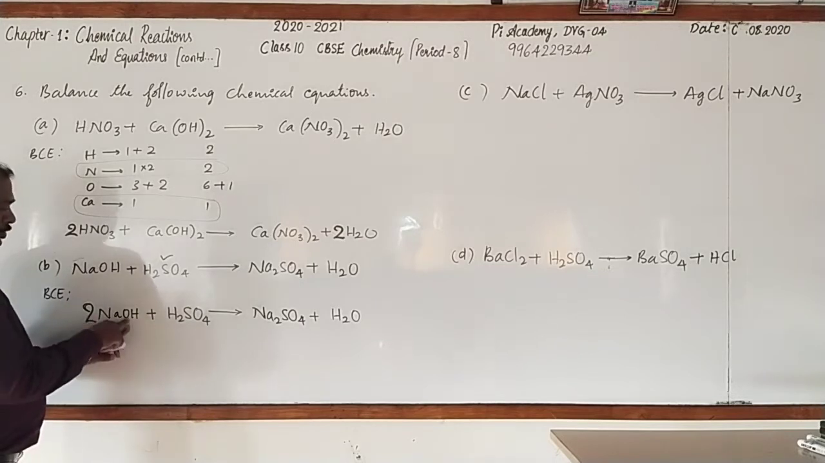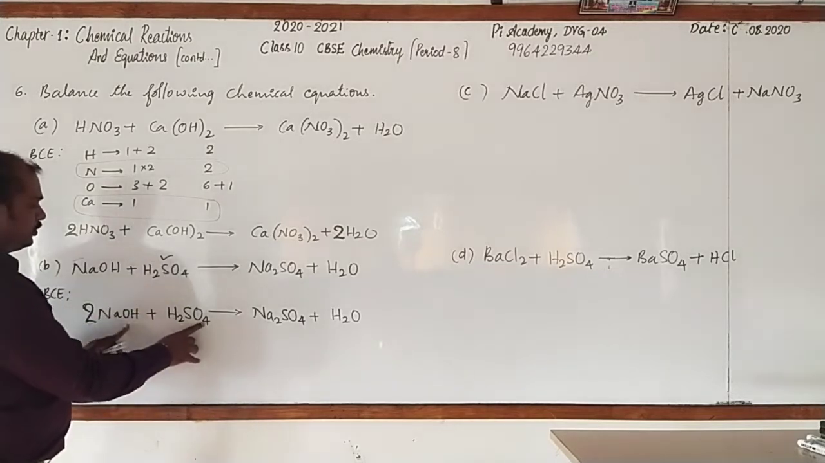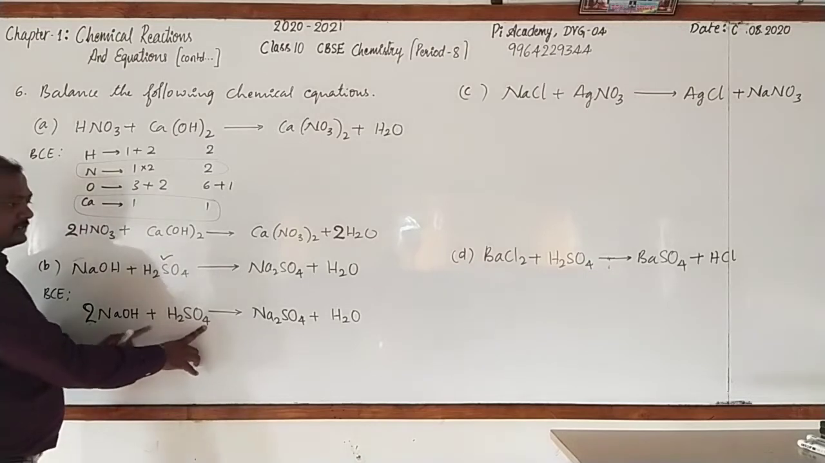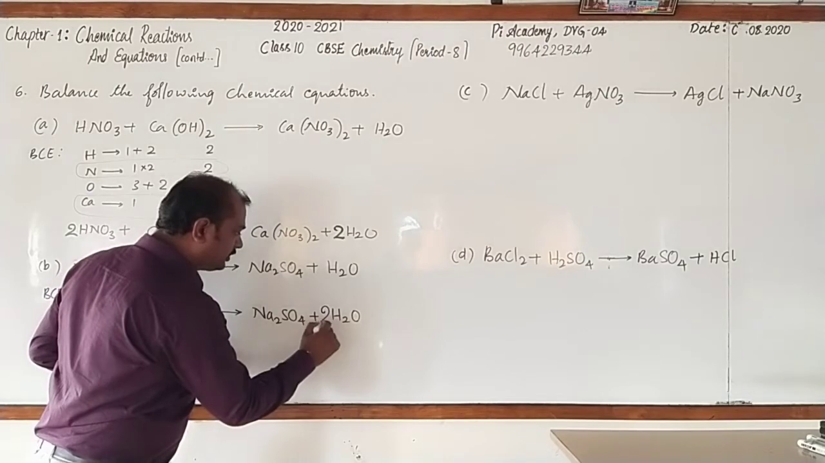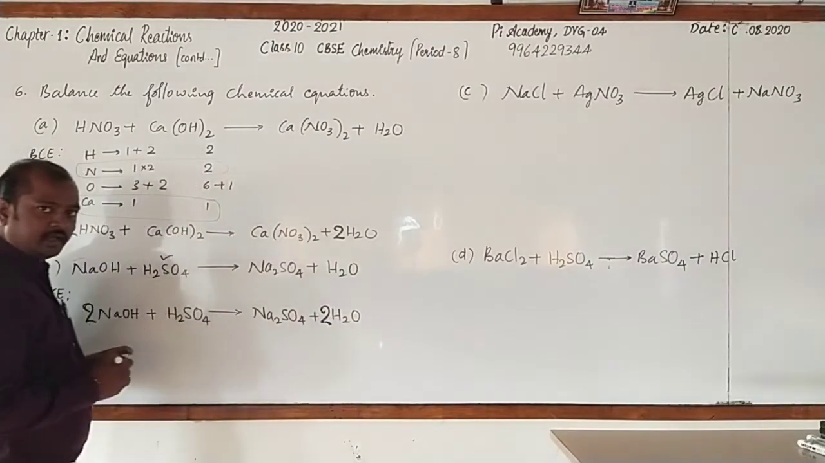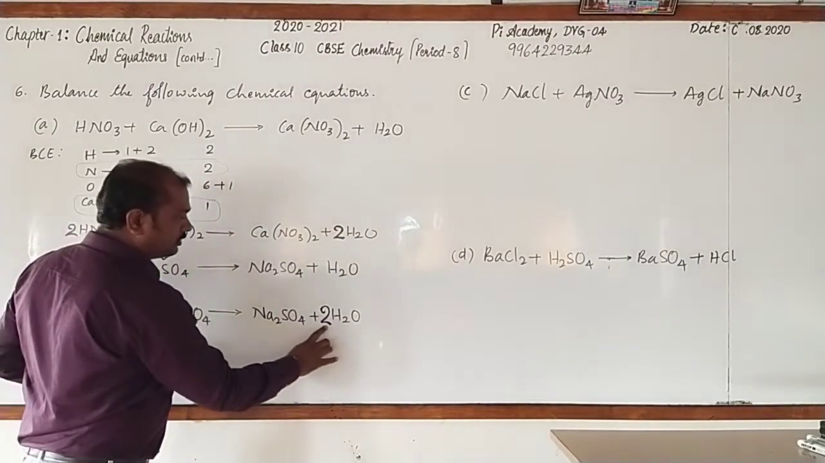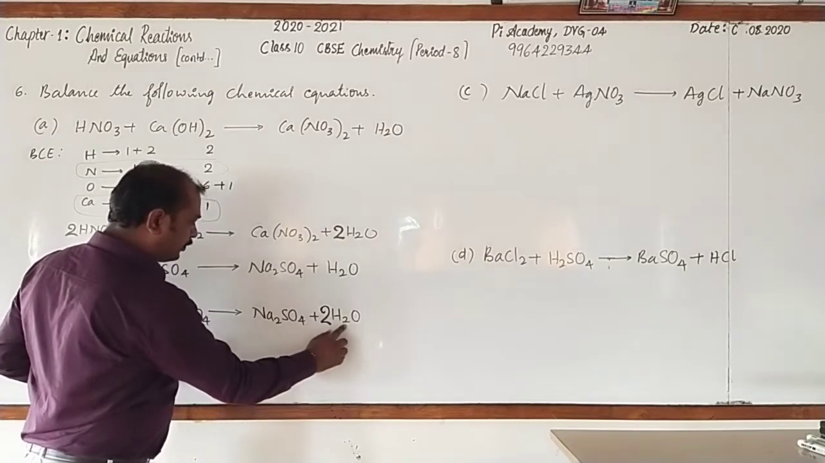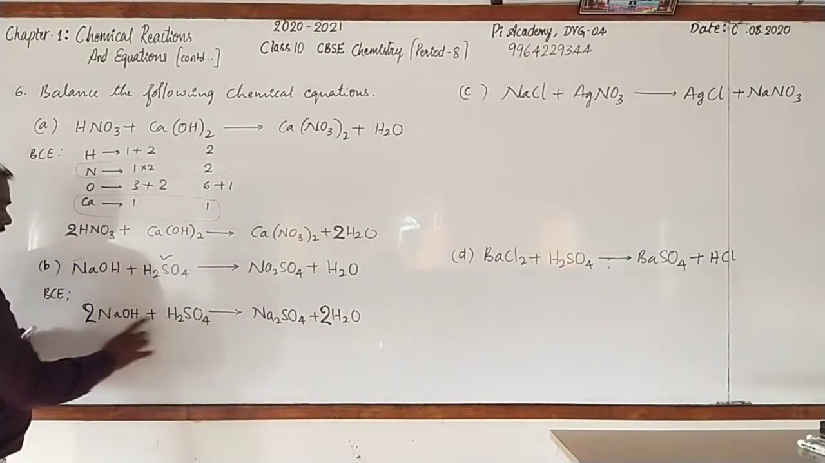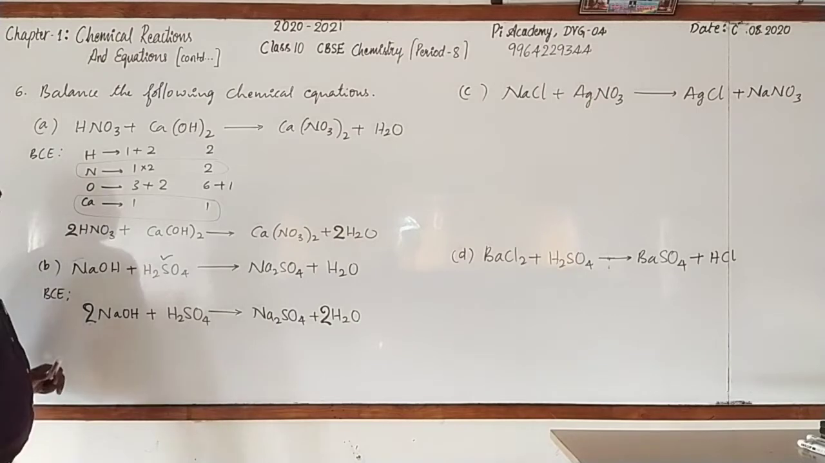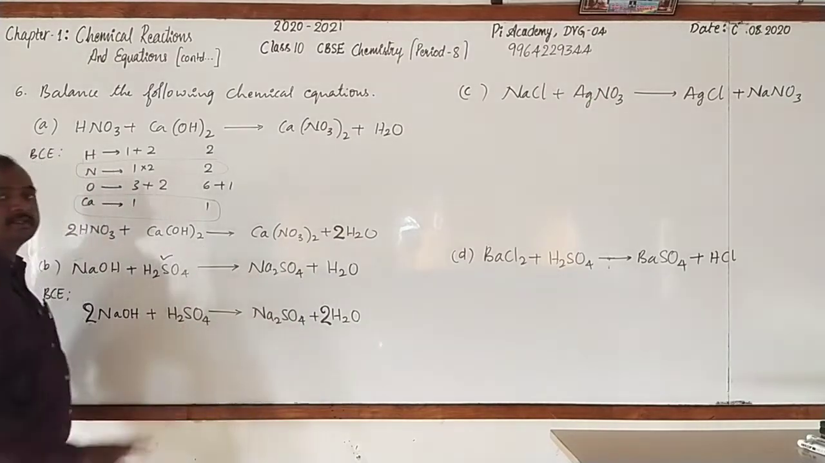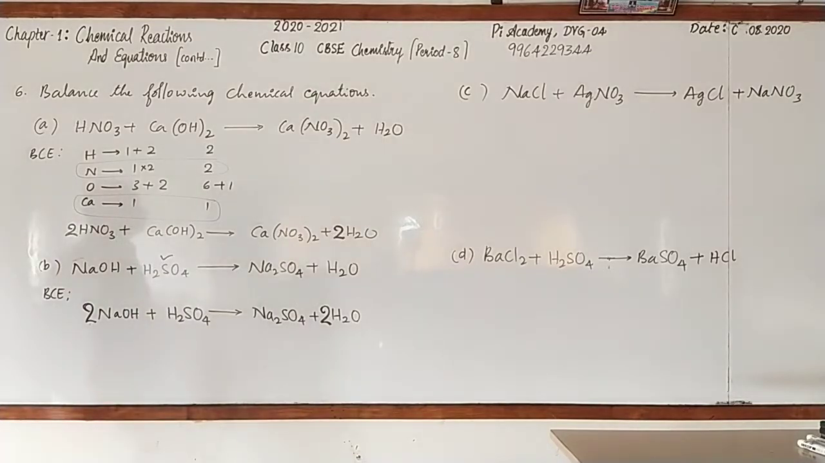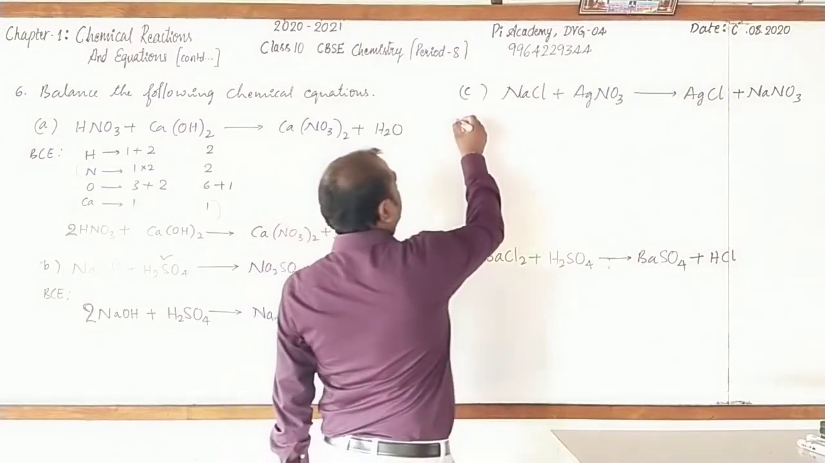Oxygen, 2. 2 plus 4, 6. But here, 4. Then what should be multiplied? Here, 2. Here, oxygen is balanced. Hydrogen, 2, 2s are 4. 4 hydrogen. And here, 2 hydrogen plus 2 hydrogen, 4. Next, sulfur, 1 and 1. So, it is the balanced chemical equation. Did you understand? Yes. Now, let's move on to another one.